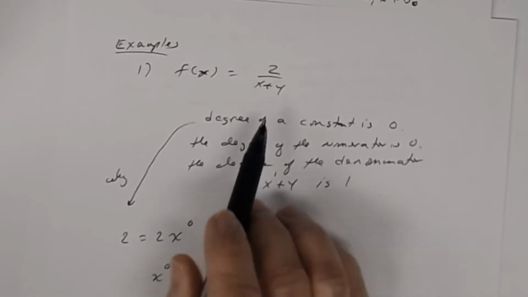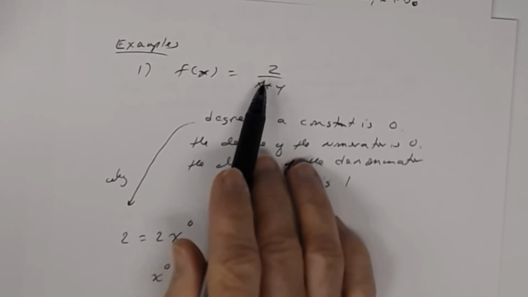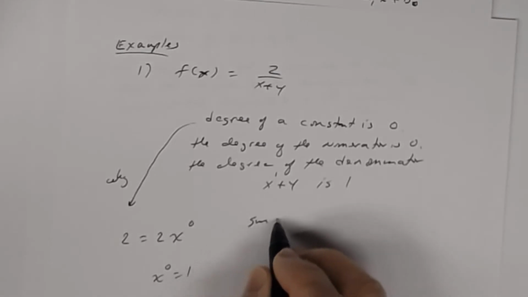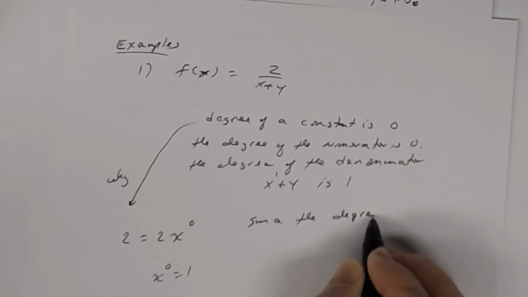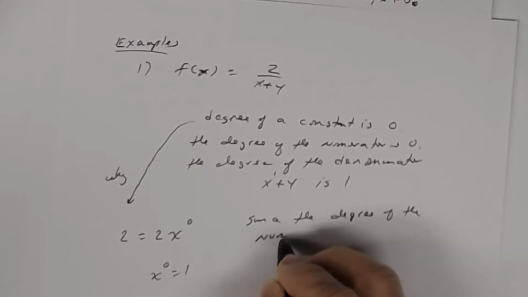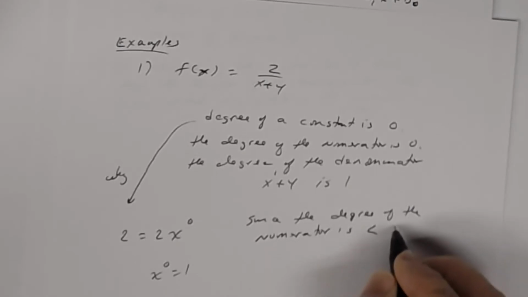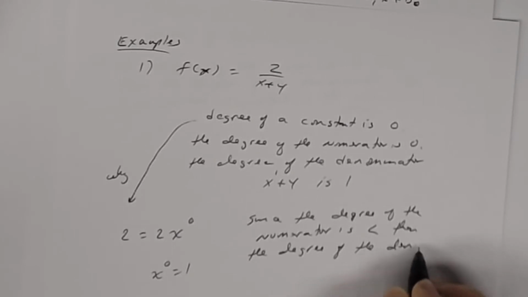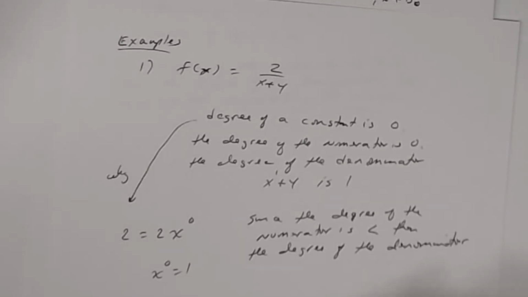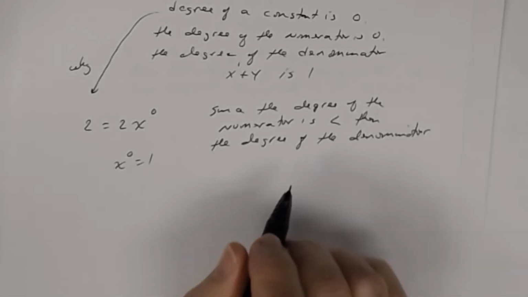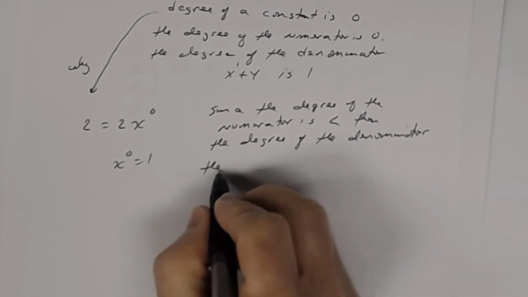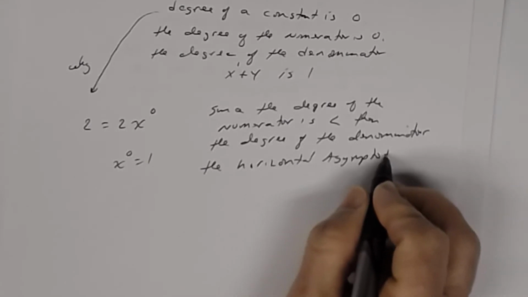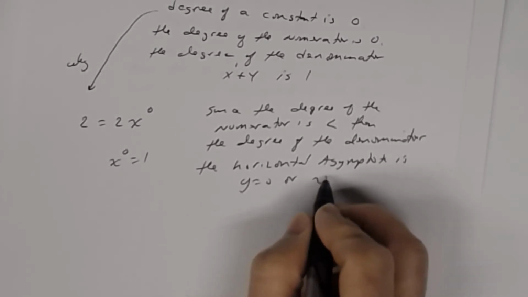All right, and the degree of the polynomial that's in the denominator, you can look at that largest exponent of the variable, so x to the first is 1. All right, now since the degree of the numerator is less than the degree of the denominator, the horizontal asymptote is y equals 0, or the x-axis.